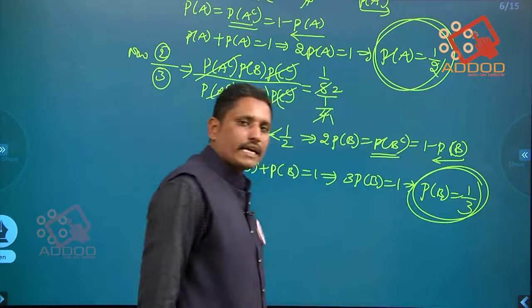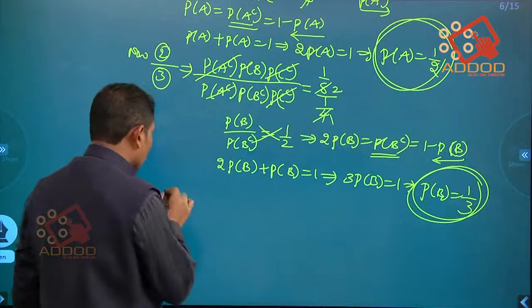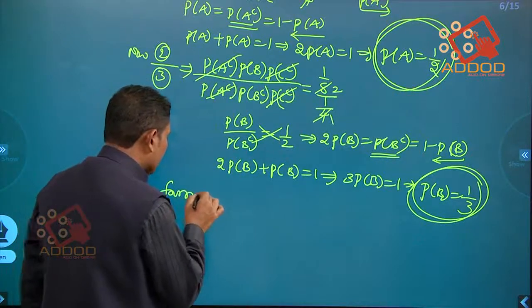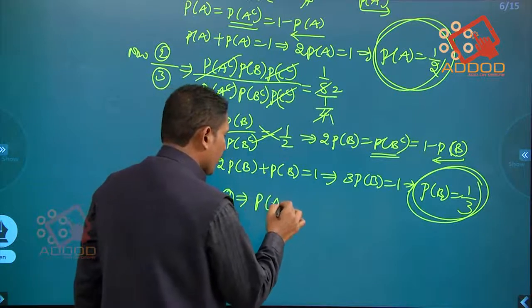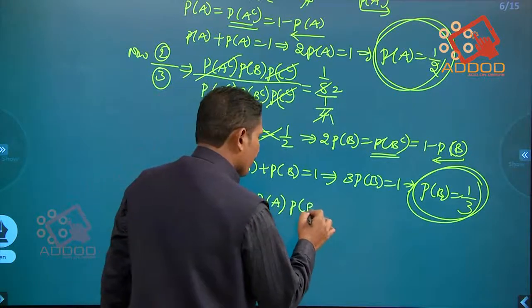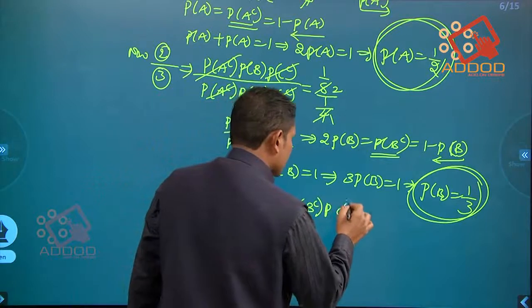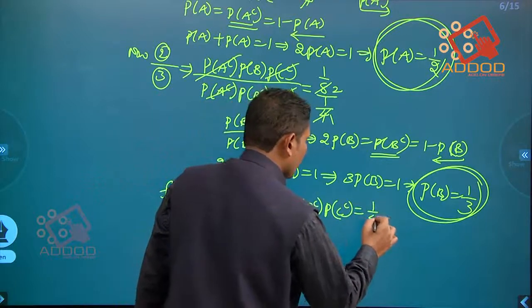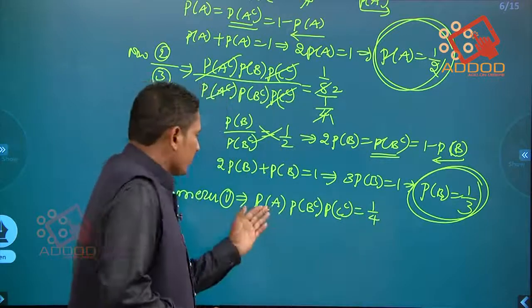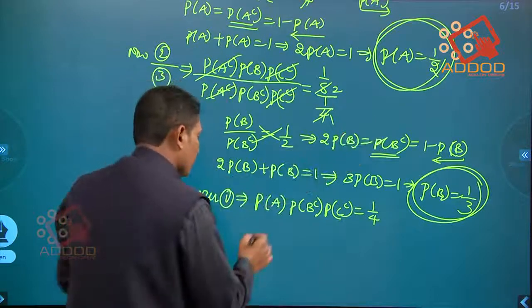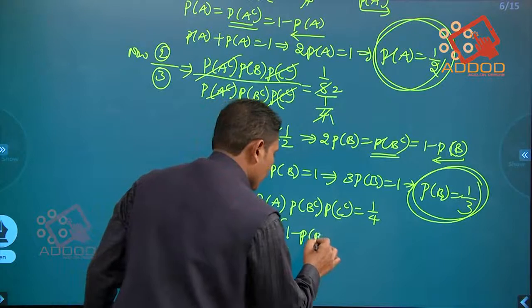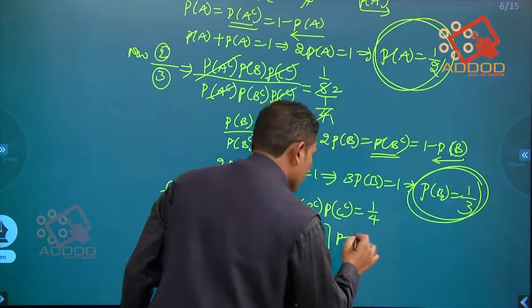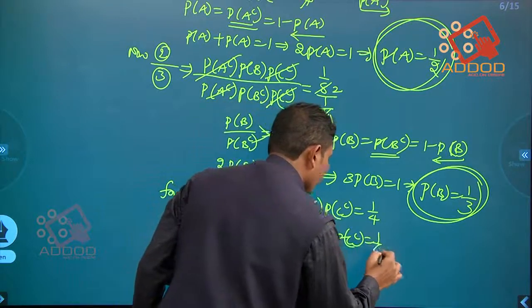I can find out the second value also. Now to get the third value, I can take any equation, say equation 1. What is equation 1? P of A, P of B complement, P of C complement is equal to 1 by 4. What is the value of P of A? Already we have found out 1 by 2. P of B complement can be written as 1 minus P of B. P of C complement is equal to 1 by 4.